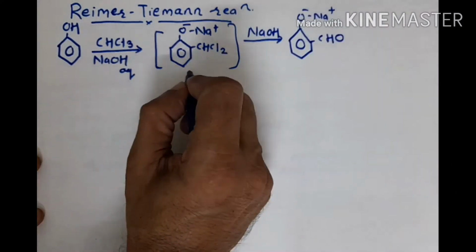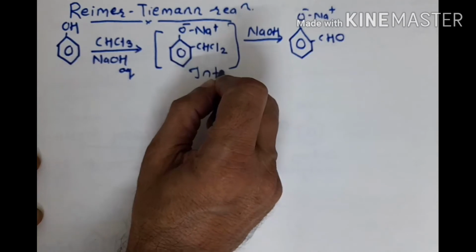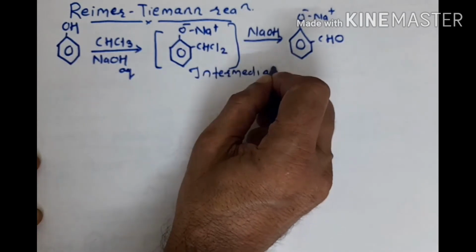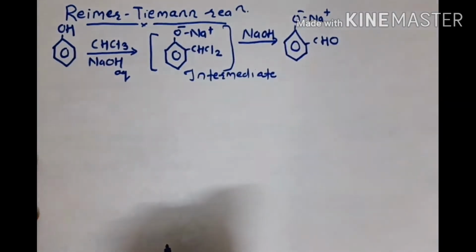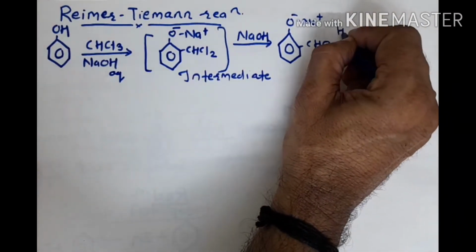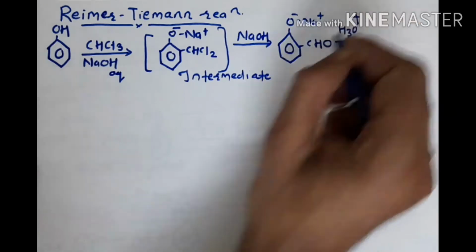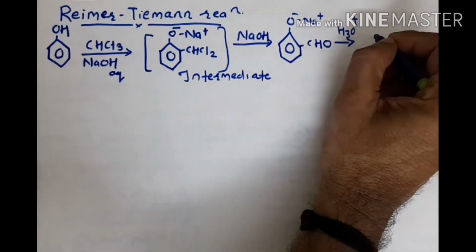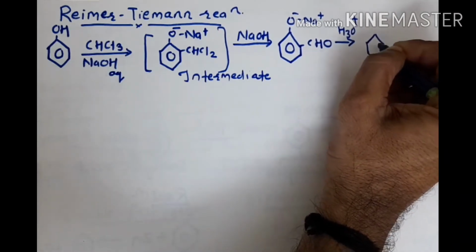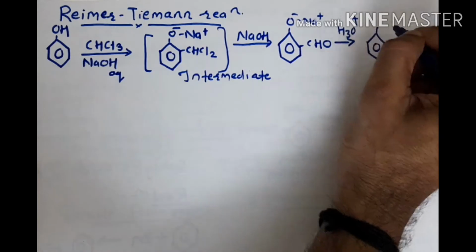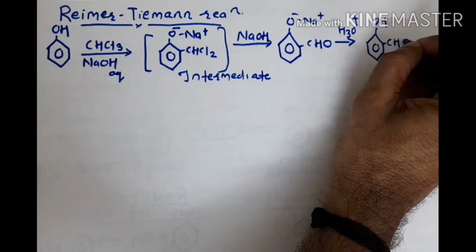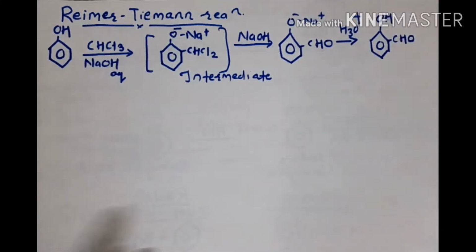Okay. In the first stage, we are obtaining the intermediate, which on further acid hydrolysis forms salicylaldehyde. What is salicylaldehyde? At the ortho position, the CHO, that is the aldehyde group, is present.